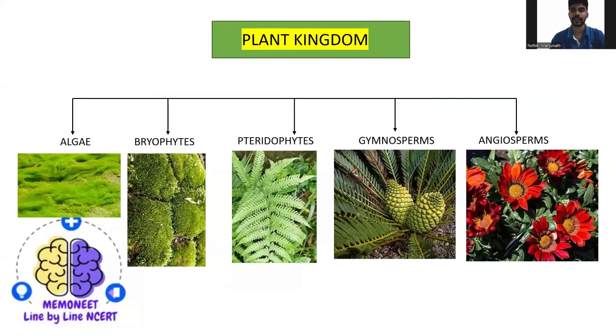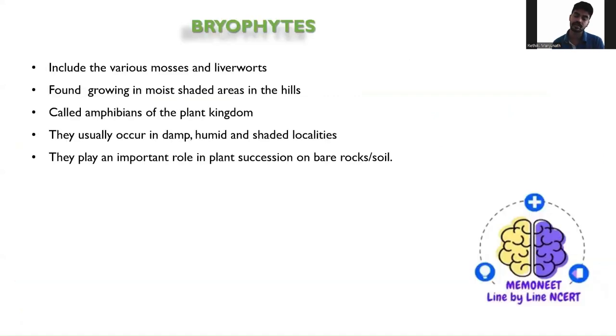So in the last video of the plant kingdom, we discussed the algae as well as the bryophytes. In this video lecture, I'll be explaining the pteridophytes, gymnosperms as well as angiosperms in detail. So what are pteridophytes, gymnosperms and angiosperms? Coming to the next one, they are the bryophytes.